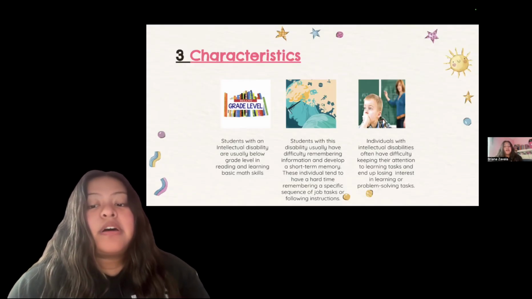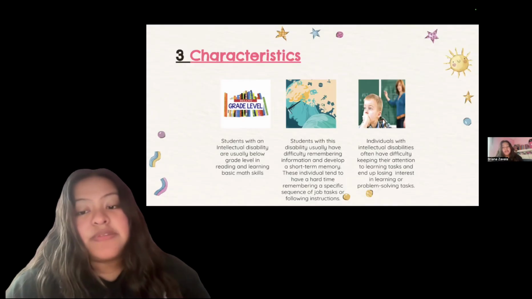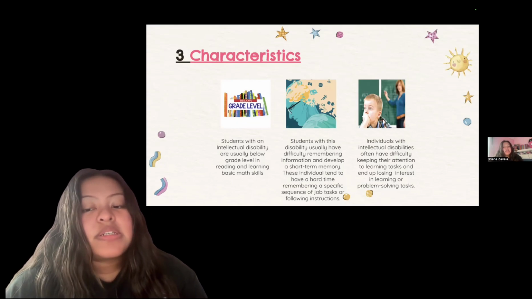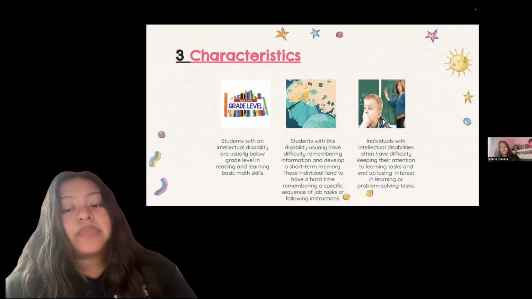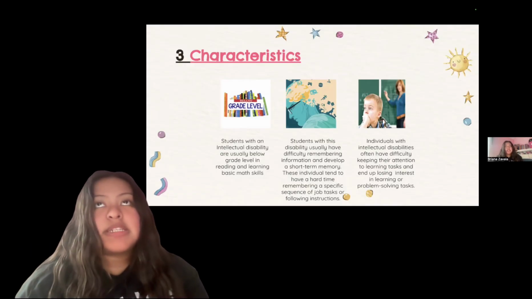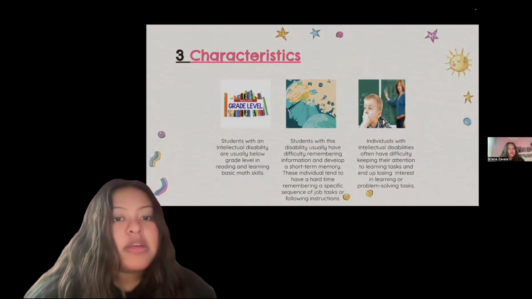Then we have loss of interest. Individuals with intellectual disabilities often have difficulty keeping their attention in learning tasks and end up losing interest in learning and any problem-solving tasks. They also tend to have a short attention span.